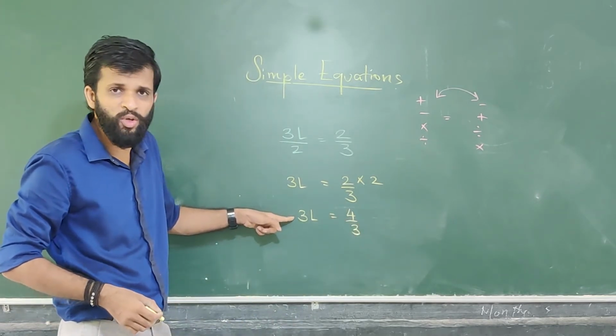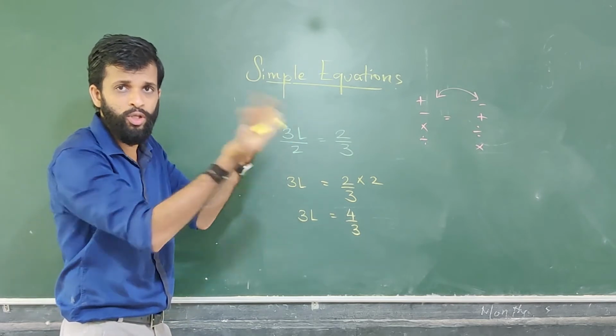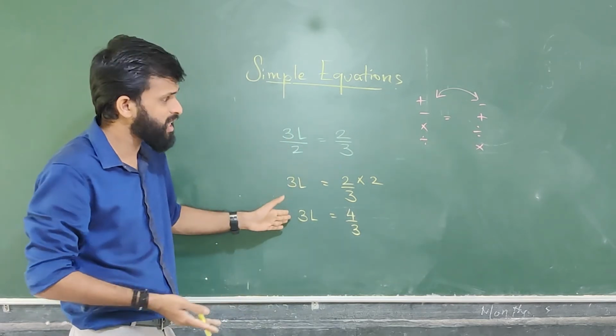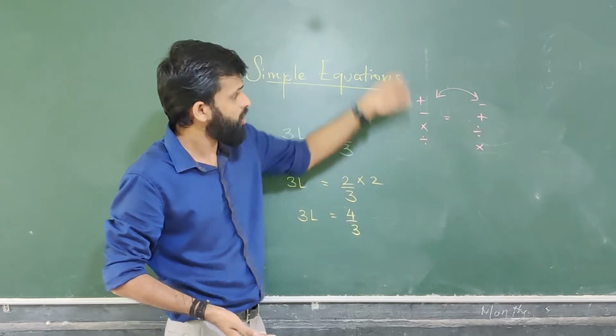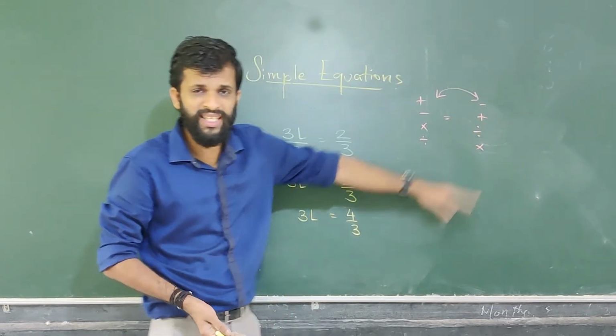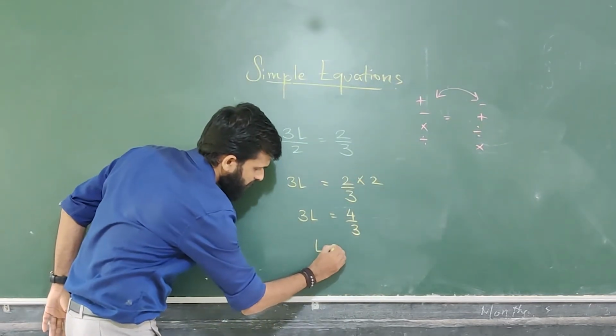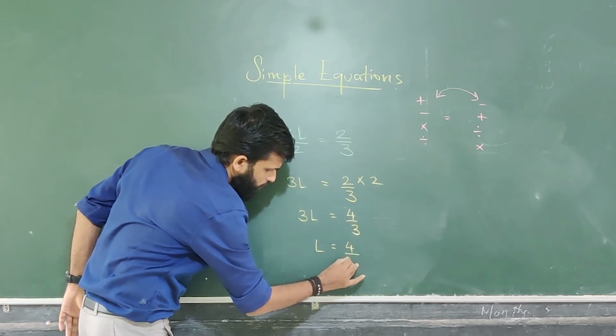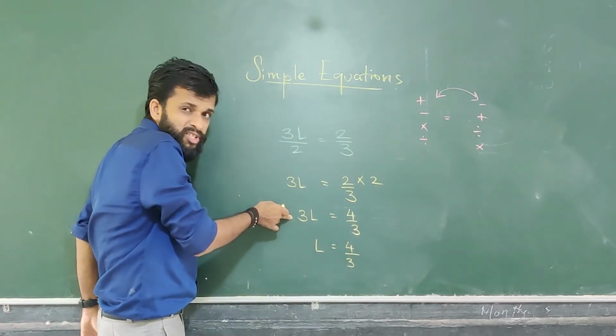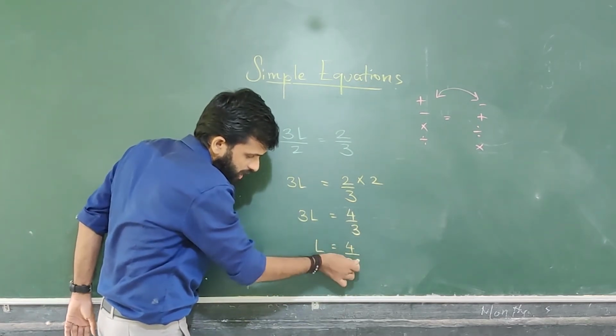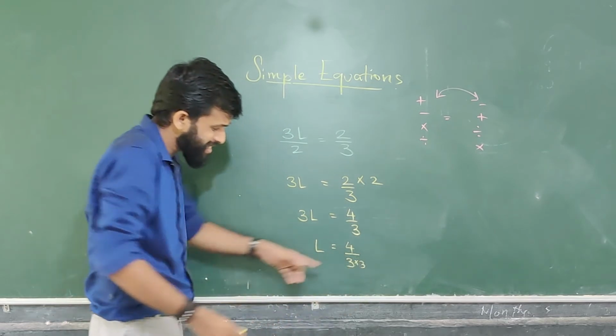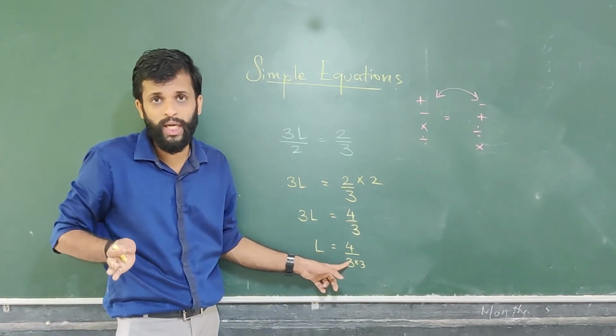And I don't want this 3 over here. So I want to throw that 3 also on the other side. So something that is multiplied, when it goes on the other side of equal to, it gets divided. So L is equal to 4 upon 3. And this 3 which is multiplied goes into division, right? And since there is another number, it is multiplied to that number.